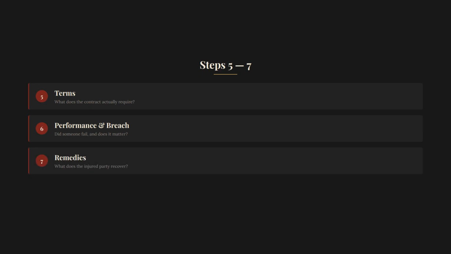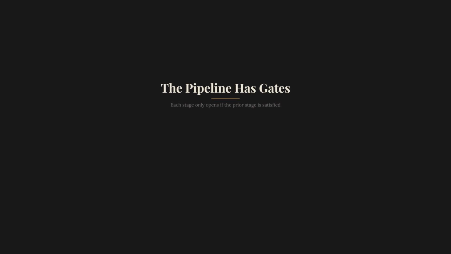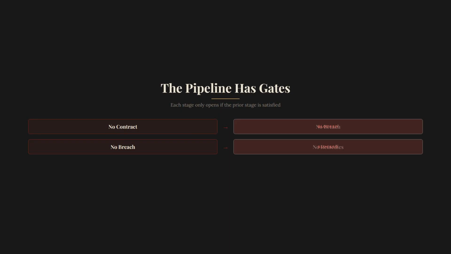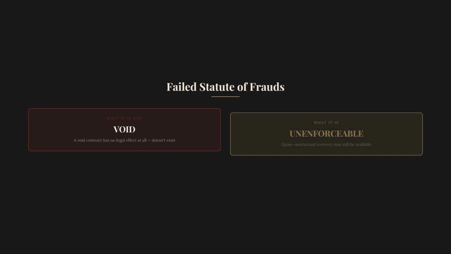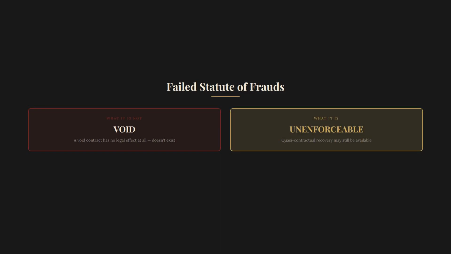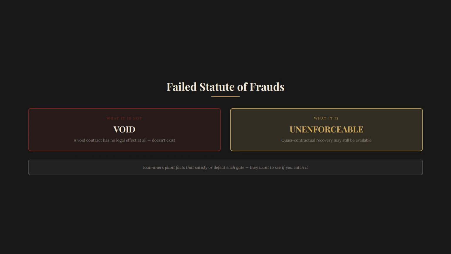You run those steps in that order every single time, and you don't jump to step 6 just because it's the interesting part. If you've been doing this for a while, you know the pipeline has a gating function, so no contract means no breach. And without a breach, remedies analysis is premature. If the statute of frauds kills the contract, you don't even get to performance, though you should know that a contract failing the statute of frauds is unenforceable, not necessarily void, so there's still a quasi-contractual recovery argument on the table. Each gate opens based on what happened at the gate before it, and examiners plant facts that either satisfy or defeat a gate because they want to see if you catch it.